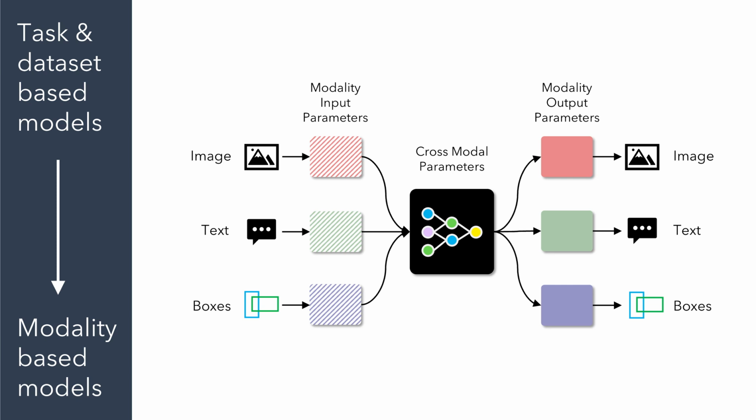And so the idea is that we instead want to think about the model not as solving a task, but as processing a modality. So you have, for example, an image that is encoded, text can be encoded, different spatial information about the image can be encoded, that gets processed, and then it outputs information that can then be decoded into these different modalities.